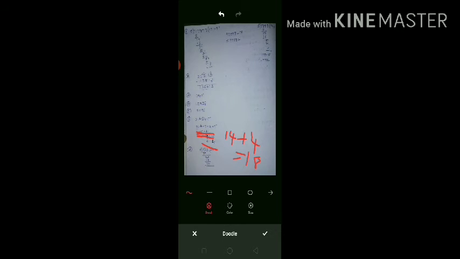Okay, then the next question is, what least number should be subtracted from 413 so that the resulting number is exactly divisible by 13? So 413, 13 threes are 39, 13 ones are 13. So 10 must be subtracted from 413 so that the resulting number is divisible by 13.